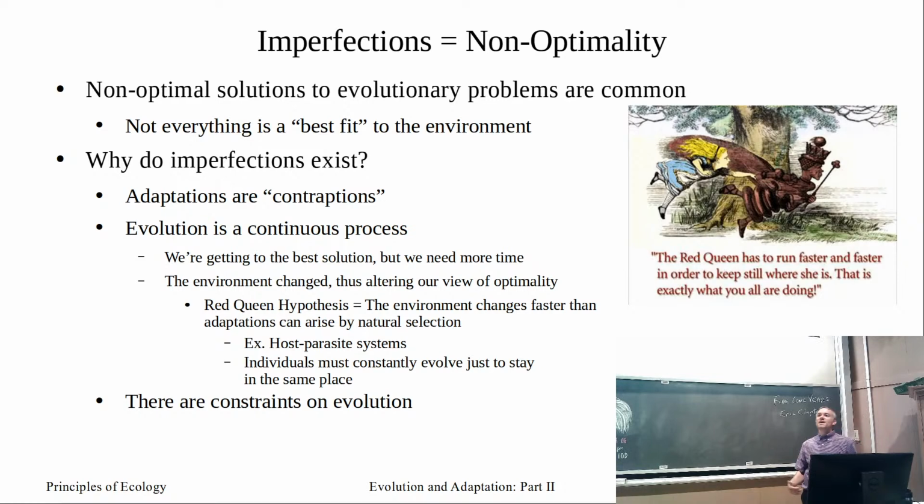And the other thing to consider, recognizing that this is a continuous process, is that if the environment changes, so do the selection pressures. So what is best today might actually be the worst thing tomorrow. And this introduces this Red Queen hypothesis.